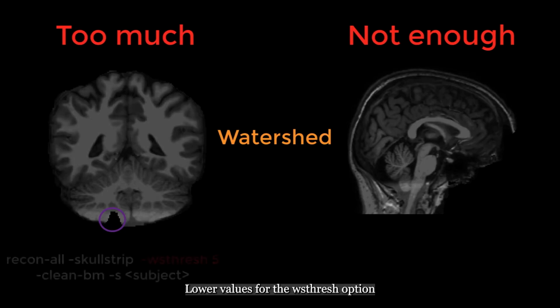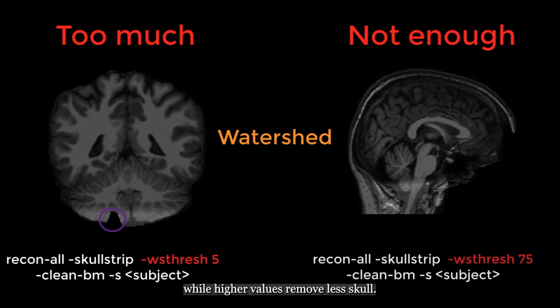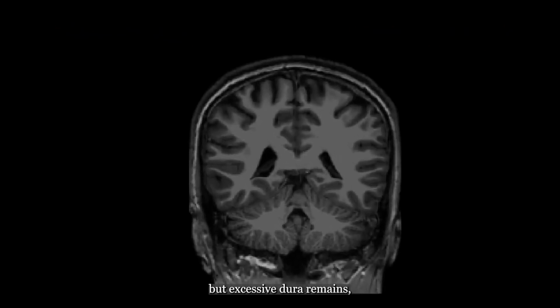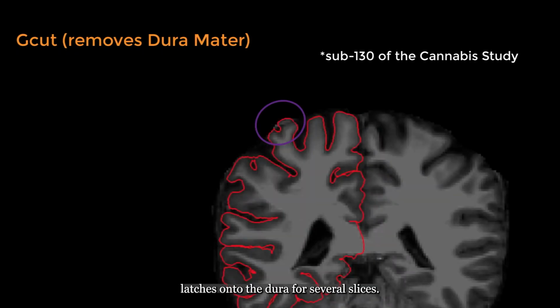Lower values for the WS Thresh option in Recon All will remove more skull, while higher values remove less skull. However, when the skull has been mostly removed but excessive dura remains, a better option is to use the G-cut option. Here we see that the peel surface latches onto the dura for several slices.